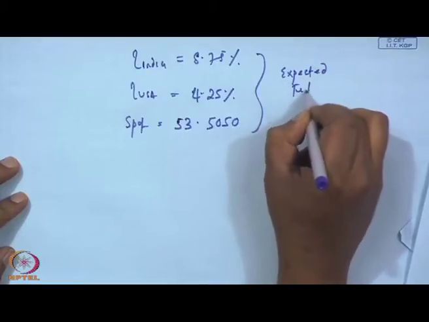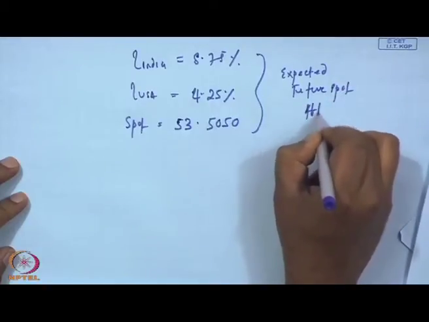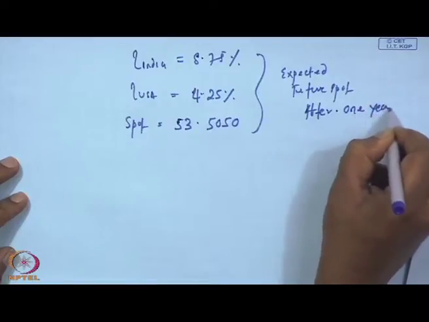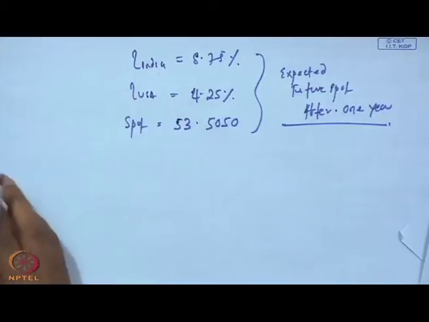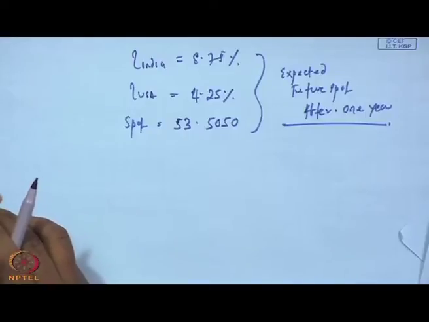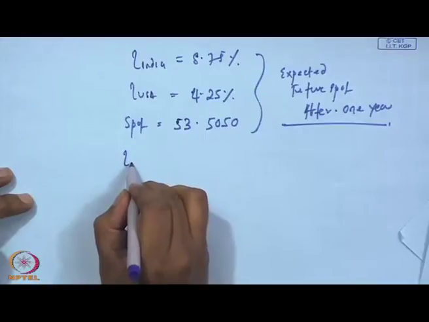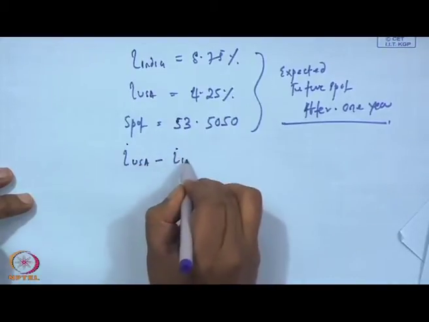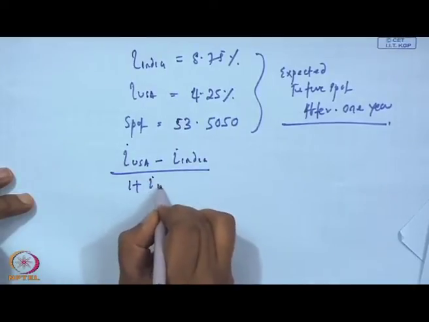Expected future spot after 1 year. We want to estimate this. Now, let us use the interest rate differential. How much is the interest rate differential? It is (I USA minus I India) divided by (1 plus I India).